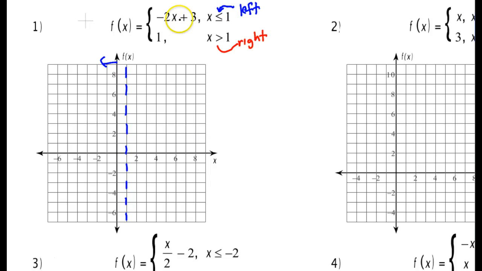So let's start with graphing negative 2x plus 3. And remember, we're going to graph it on the left-hand side here. So negative 2x plus 3, go to positive 3, and negative 2x would be negative 2 over 1. So it's down 2, right 1. And we don't want to go to the right side because that's a different graph. So we're going to go back here and go up 2, left 1, up 2, left 1. There we go.